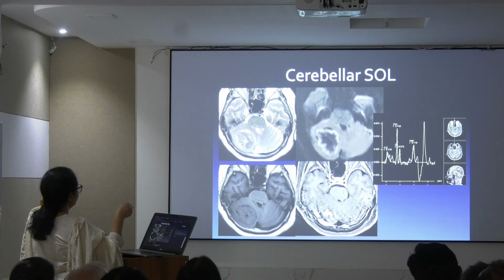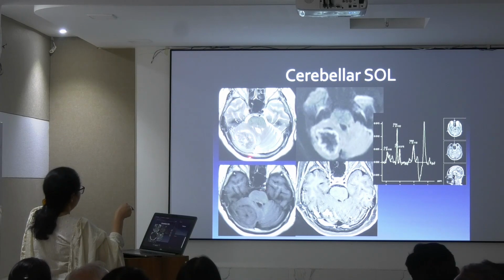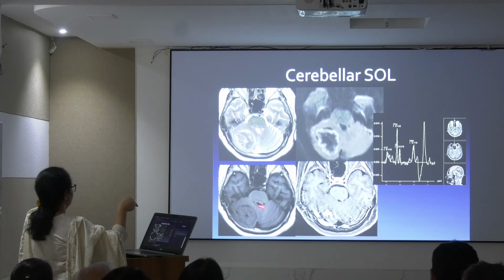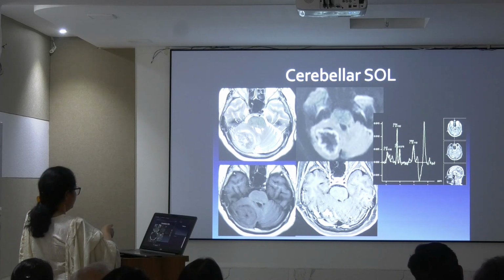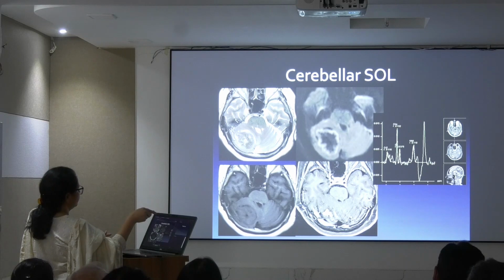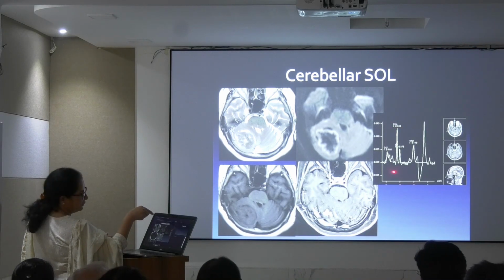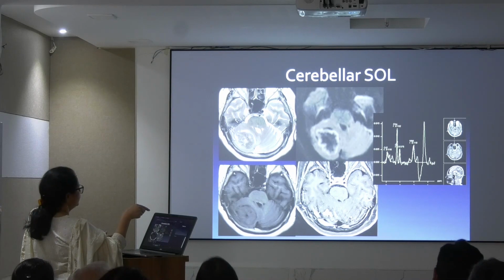The cerebellar SOLs: what we are seeing here is a large right cerebellar tumor. This patient had headache and giddiness, that was one of the symptoms. Spectroscopy also we can run, but it helps in only a few cases.